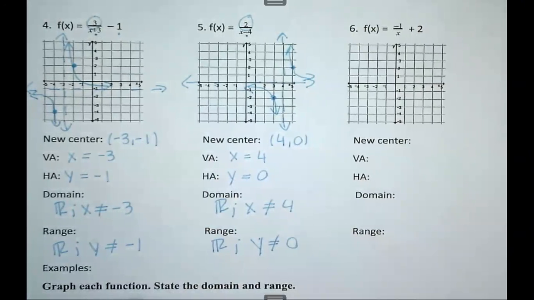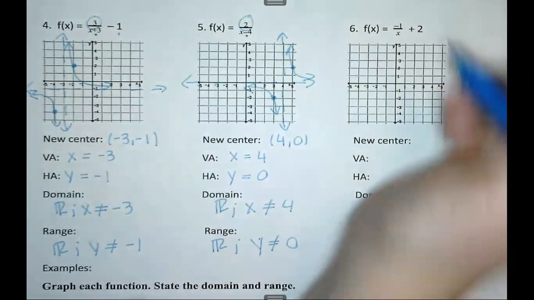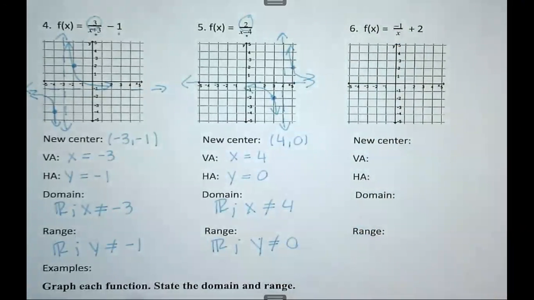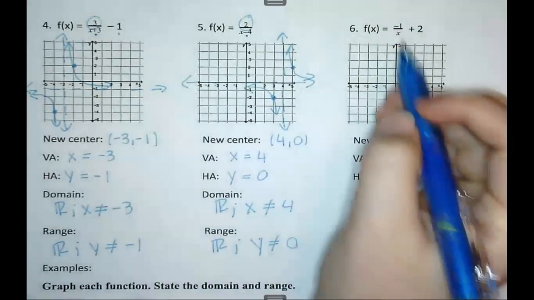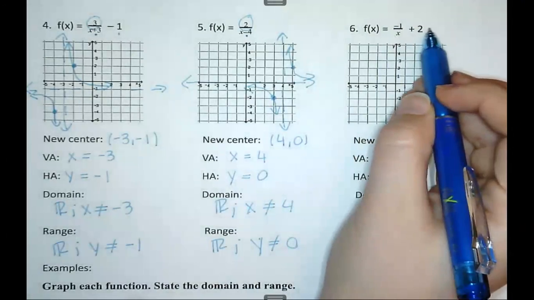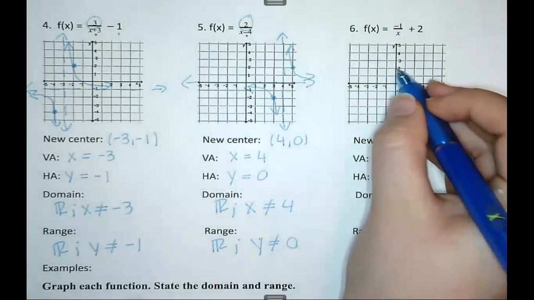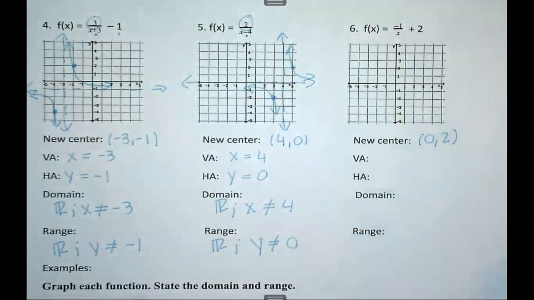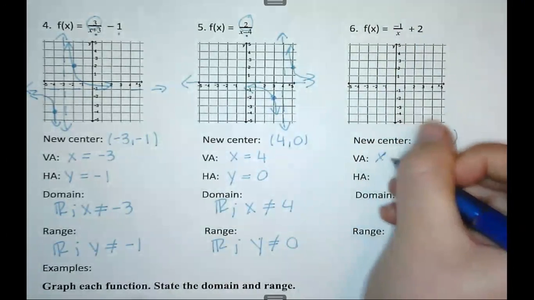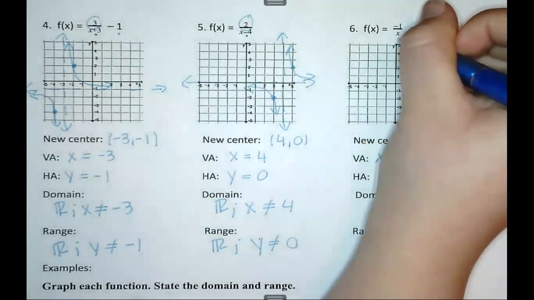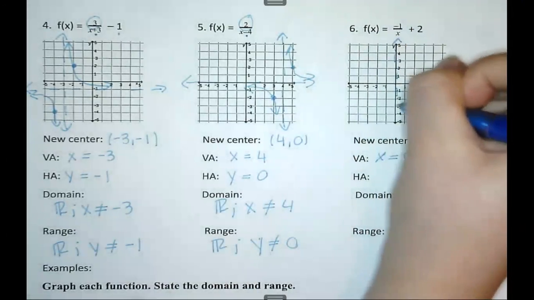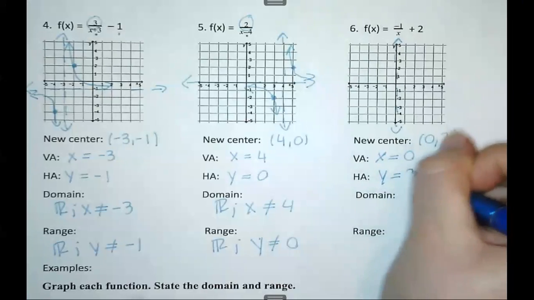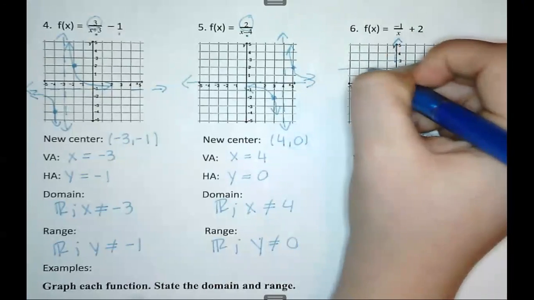Okay, example 6. So we should notice up here that negative means to reflect. So when we go to draw in our points, they will be flipped. It did not move left or right any, but it did go up 2. So now I'm up here at 2. So my new center is at 0, 2. That means I have a vertical asymptote at 0, since I did not move left or right any. And I have a horizontal at 2, since I shifted up 2 places.